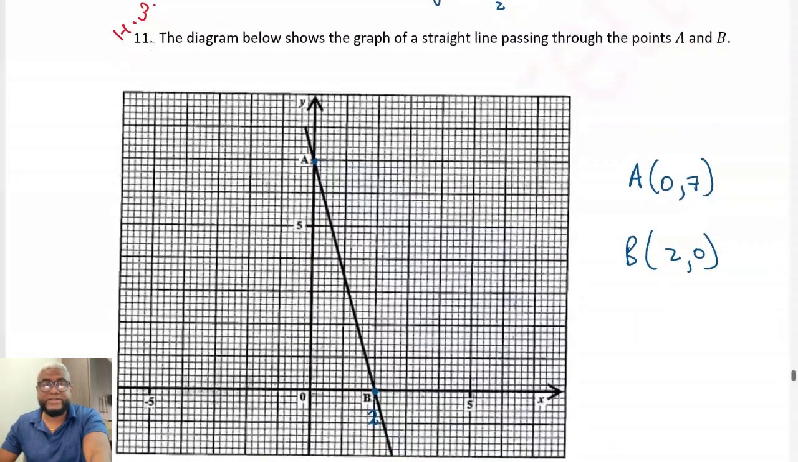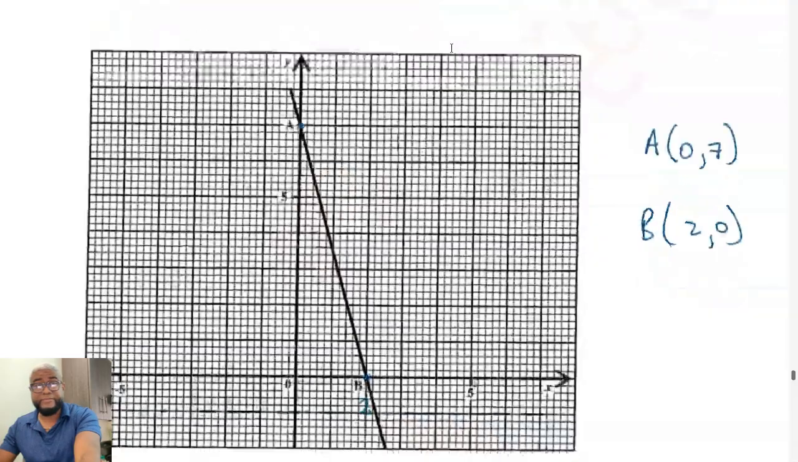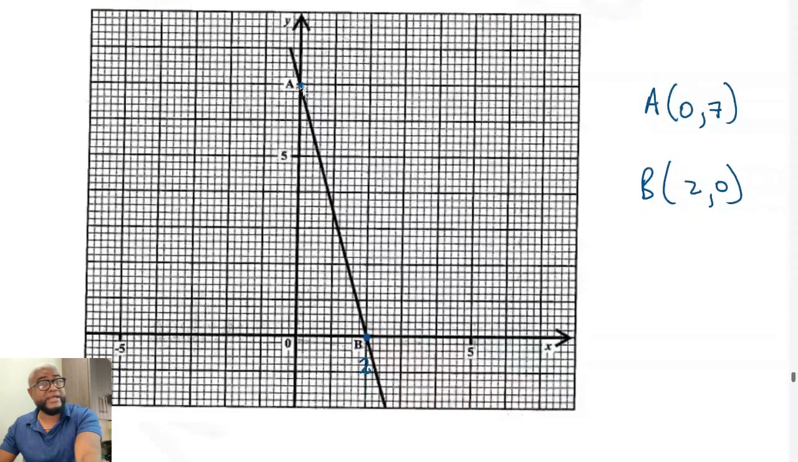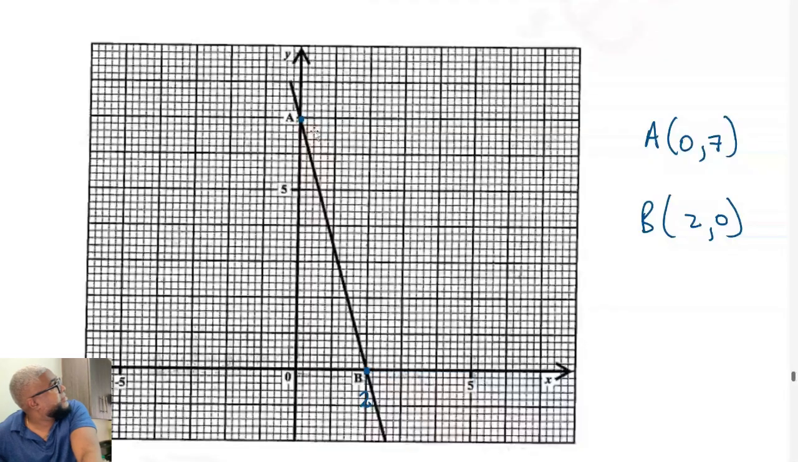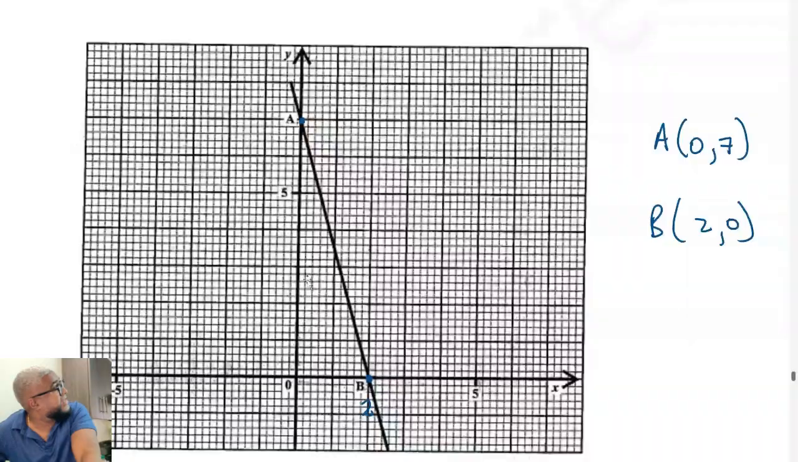All right, let me just run back through the question. The diagram below shows the graph of a straight line passing through the points A and B. So this is the line here. What are the coordinates of A? A is, as long as we zoom in, 0 on the x-axis and 7 on the y, right?